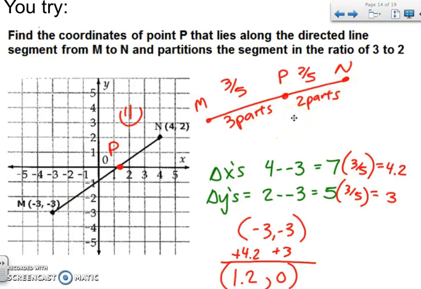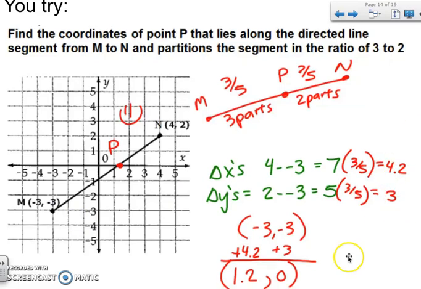On the second you try, they gave you a graph, but I like this way better. So I drew my own little m to n, and so I had 3 parts and 2 parts. So I had 3/5 and 2/5. I started at point M, so I did x2 minus x1, and then y2 minus y1. So change in x was a 7, change in y was a 5. Okay, times them by 3/5. Got 4.2 for a decimal and then 3 for a decimal. So I added those back to my original starting point and got 5.2, 0. And what's nice is as you graph it, point P does look like a 3:2 ratio, which is cool.